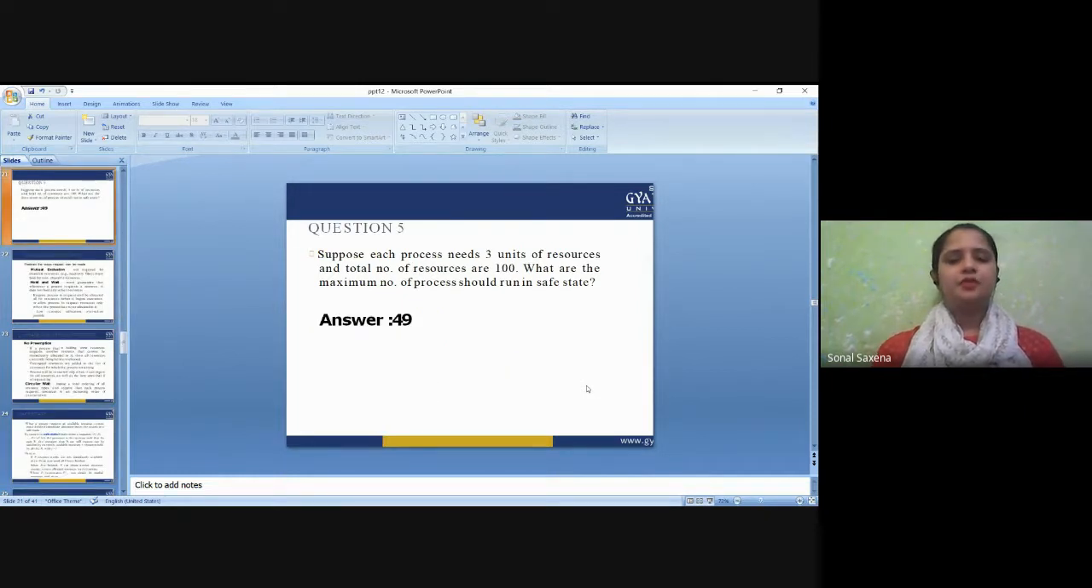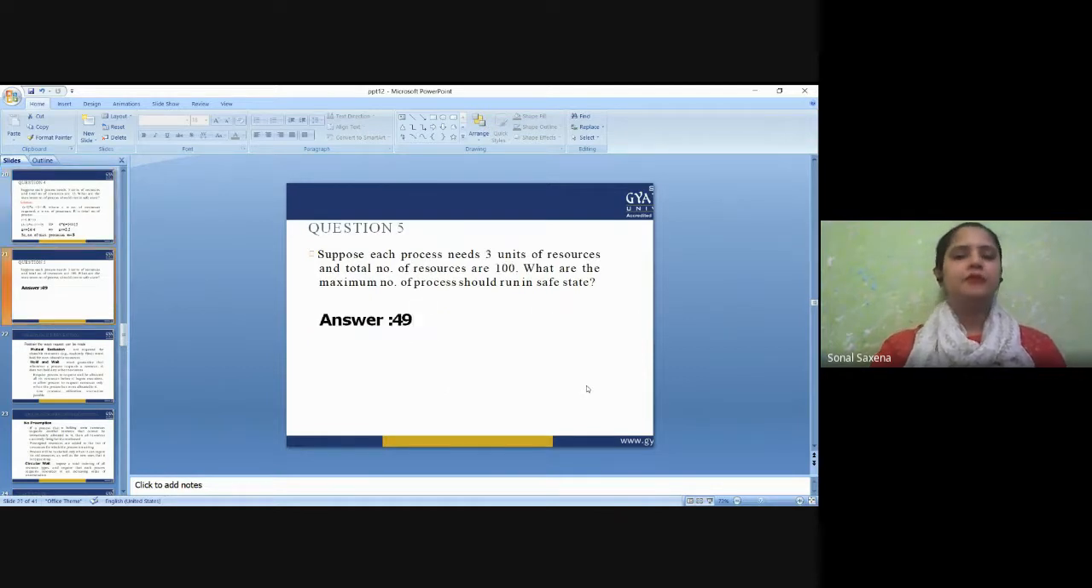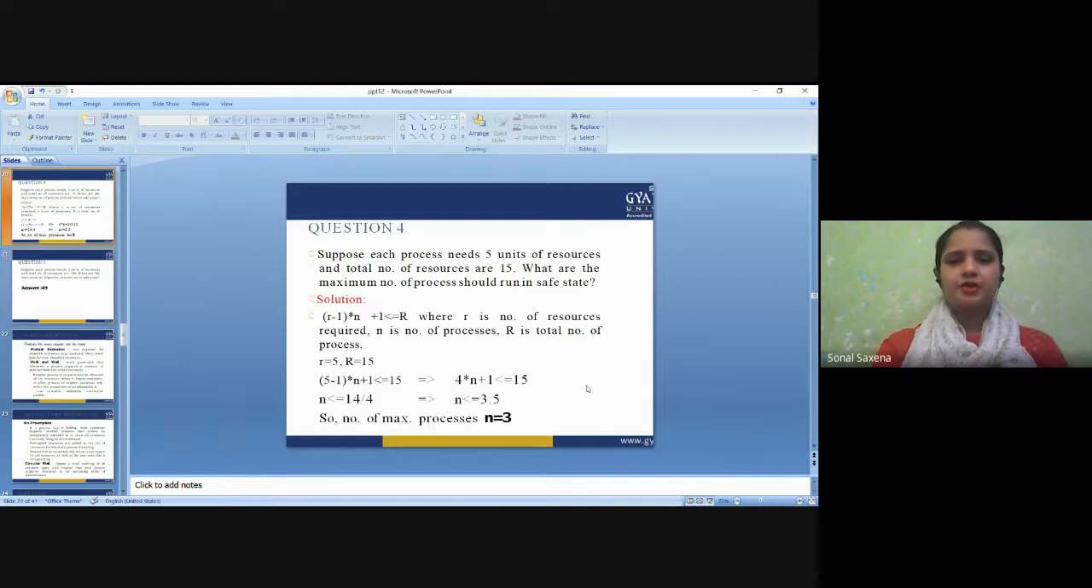Now again, suppose each process needs 3 units of resources and the total number of resources is 100. What is the maximum number of processes that should run in the safe state? So again, you are going to apply the same formula here. And with the help of the same formula, you are going to get the answer 49. Just go and solve this question so as to get the complete answer and to understand what exactly the formula is. I'm going to show it again to you. Just see the formula here. It would be very easy for you. Okay.